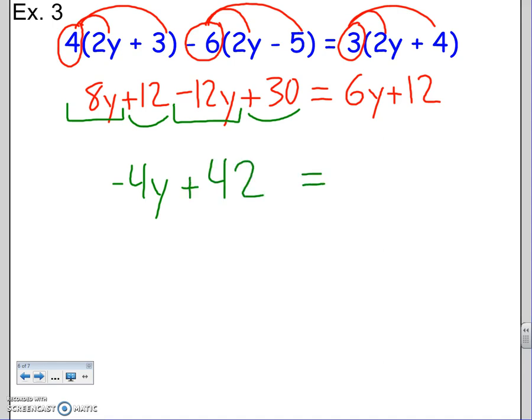On my right side, there's nothing to combine. One has a letter, one doesn't have a letter. They have to have the same ending to combine, so they're not like terms. We keep it like this.